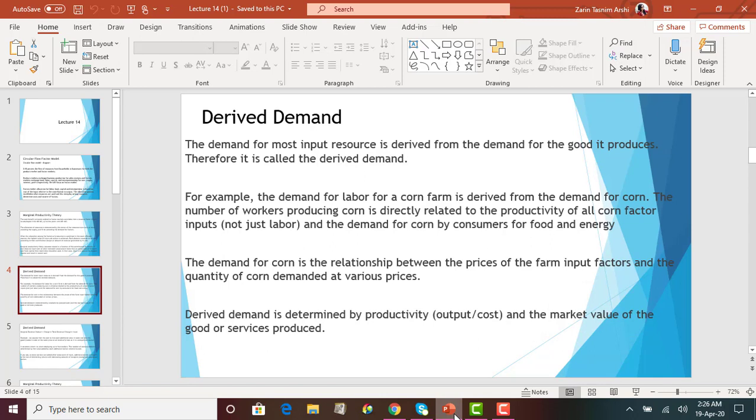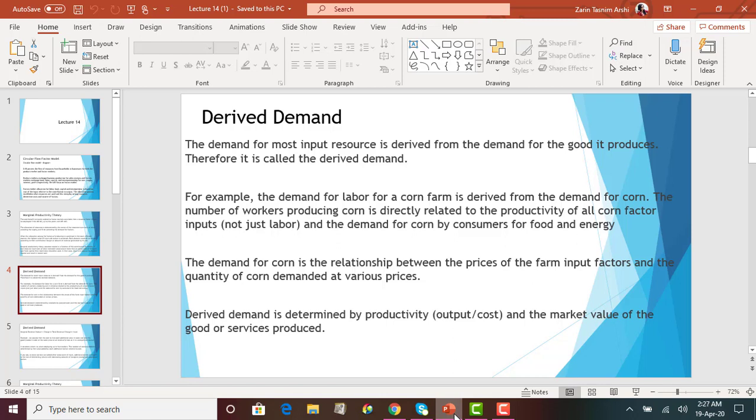Now the demand for most input resources is a derived demand. Okay, so whether we have demand for labor, whether we have demand for capital, whether we have demand for land such as the natural resources, it's called a derived demand. Why? Because it is derived from the demand for goods and services that it produces.